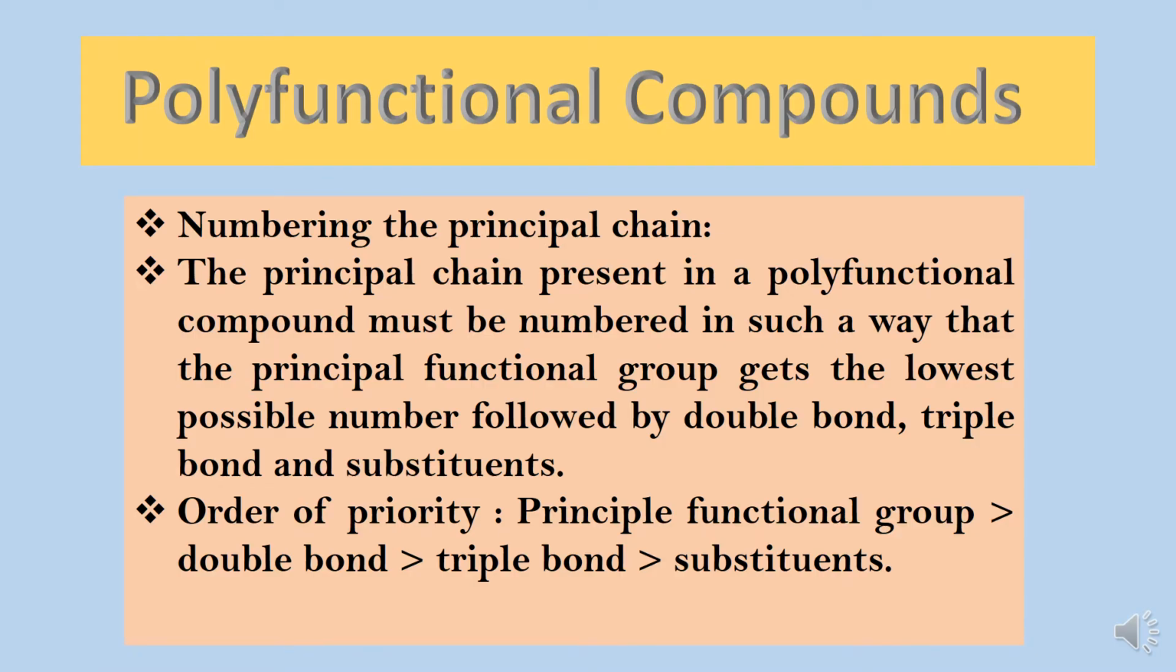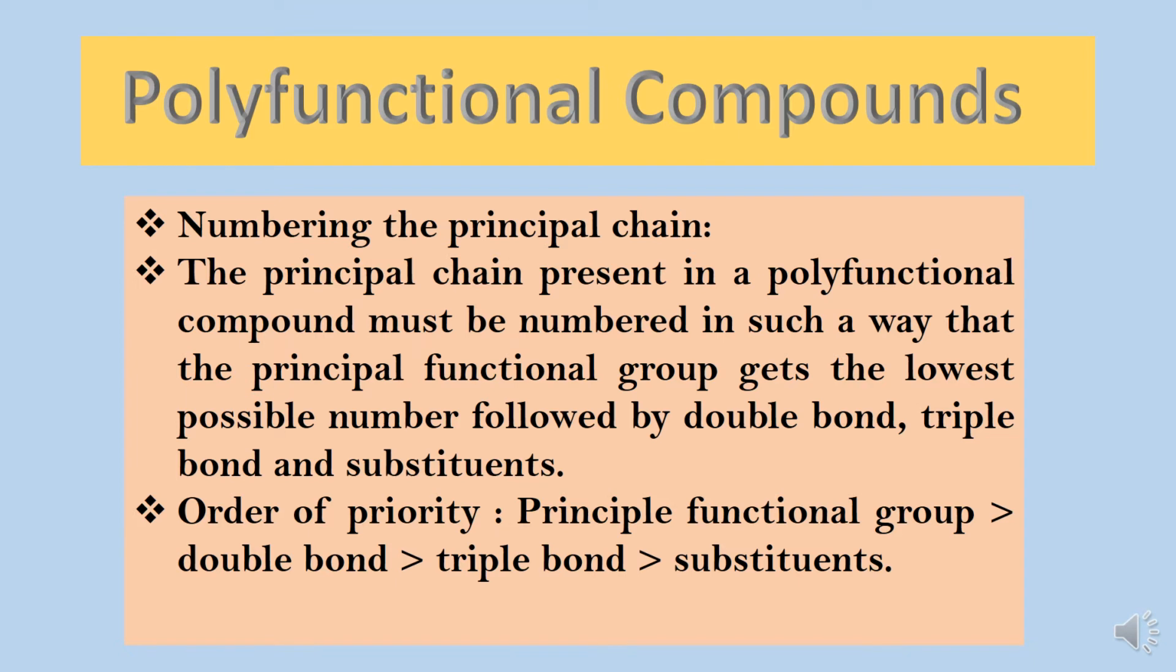Let us see how to number the principal chain. So as we have selected the principal chain, after deciding the principal functional group that must be included in the chain. And moreover, if there are choices to select various possible carbon chains, then always go for the chain which contains maximum functional groups and multiple bonds.